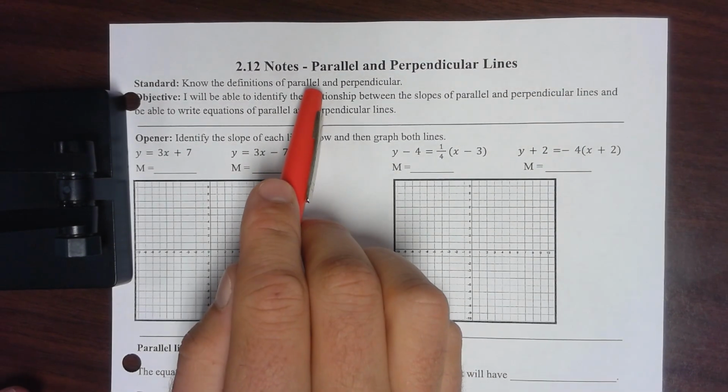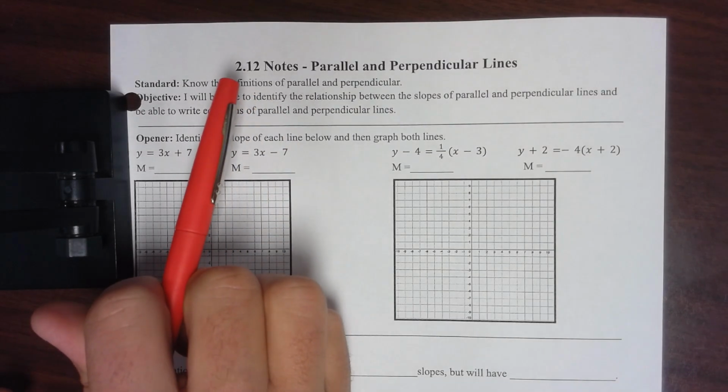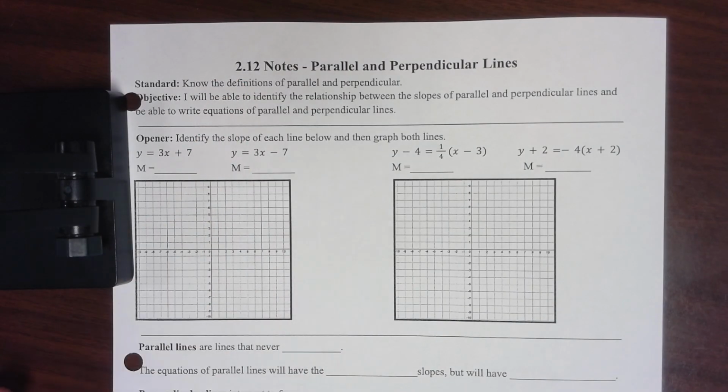Today we're going to work on parallel and perpendicular lines. Know that we are skipping 2.11 for now. We're going to actually come back and do that on the block. So skipping one lesson and we're starting 2.12.